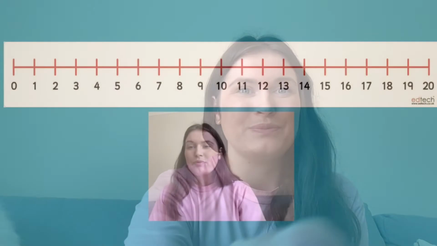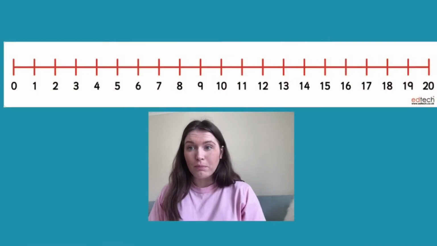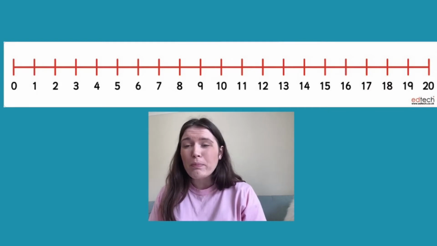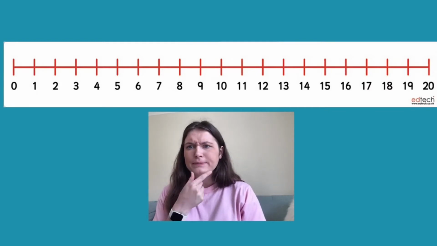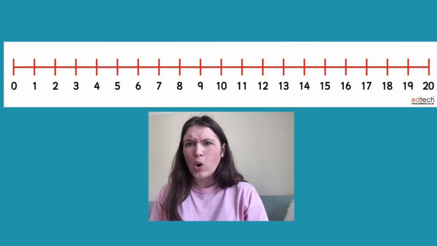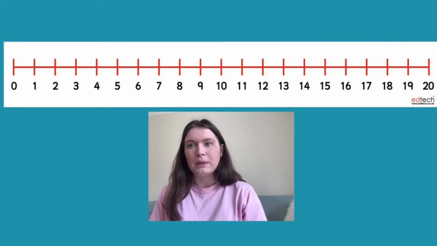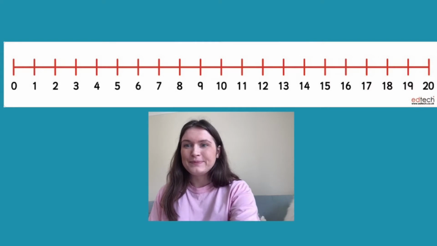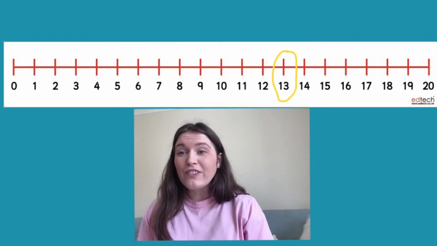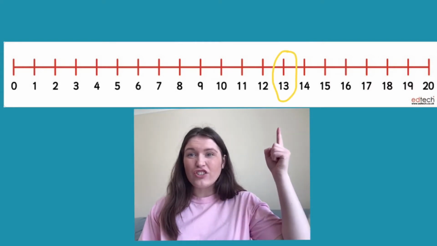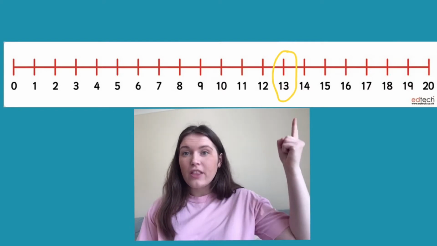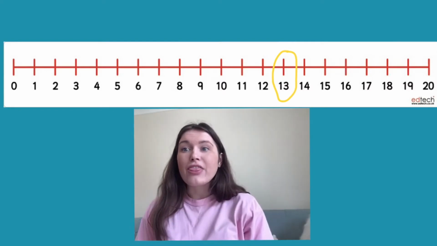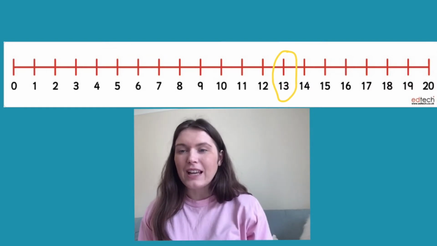Here we go. Right, okay, so the first number we are going to look at making on our tens frame is the number 13. Can you press pause and point on my number line? Where is number 13? Fantastic, that's right, it's just there. Can you see it? That is number 13. It's a 1 and a 3.